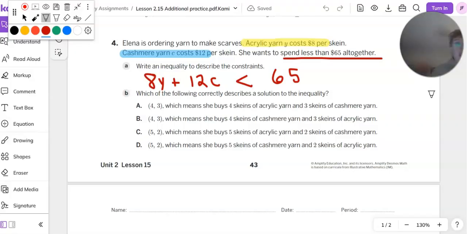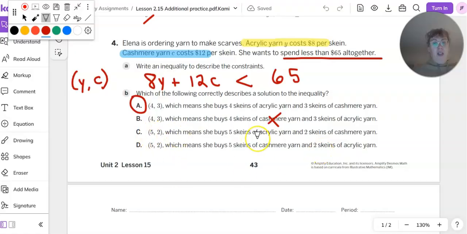Which of the following correctly describes the solution to the inequality? So we are using Y and C. So it's a little confusing, but our coordinates are Y comma C for this situation. So (4, 3) is going to be 4 acrylic yarn and 3 cashmere. That looks good to me so far. 4 is Y, which is cashmere, so that's wrong.